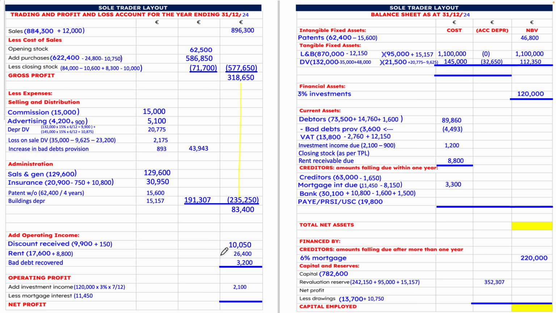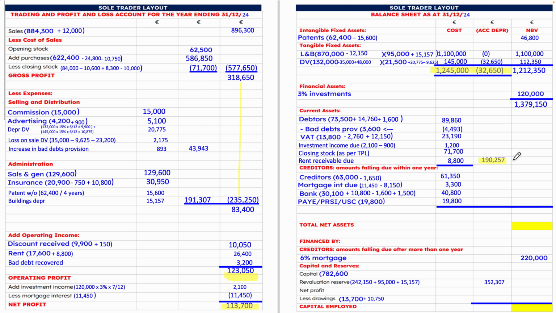Then to that figure we'll add all of our operating incomes, and that gives me an operating profit of 123,050. I add my 2,100, I take away my mortgage interest of 11,450, and I get a net profit of 113,700. Then I go over to my balance sheet. I tot everything up. Be careful to tot all of your totals up here. Then we go down to our current assets. We tot everything up. We get 192,570 current assets.